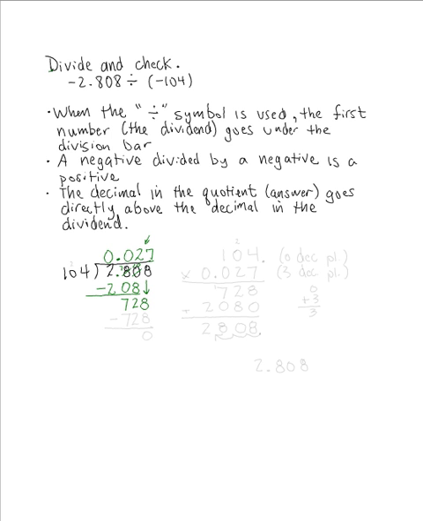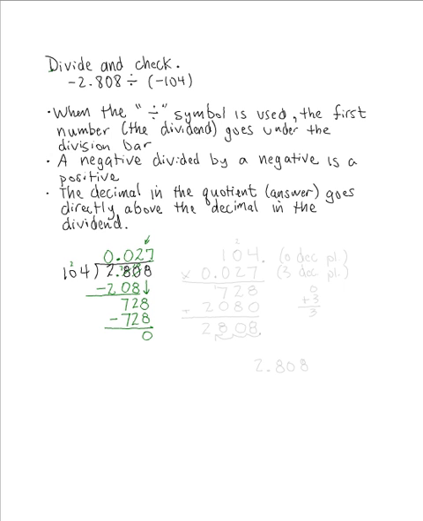7 times 4 is 28. So I'll write the 8 and carry the 2. 7 times 0 is 0. Add the carried 2 and we have a value of 2. 7 times 1 gives 7. Look at that. We got 728 exactly. When we subtract, now we have a remainder of 0. And we know we have finished our division problem.